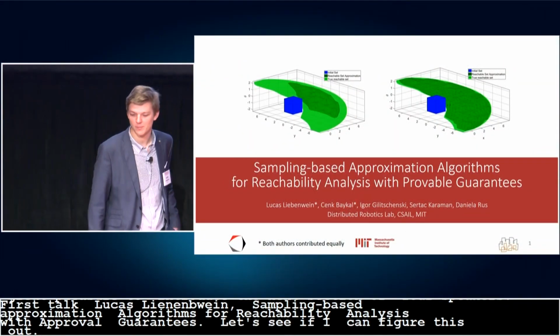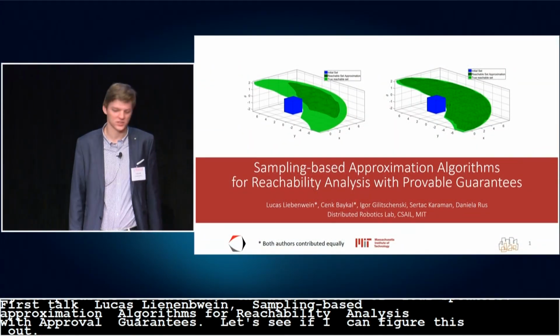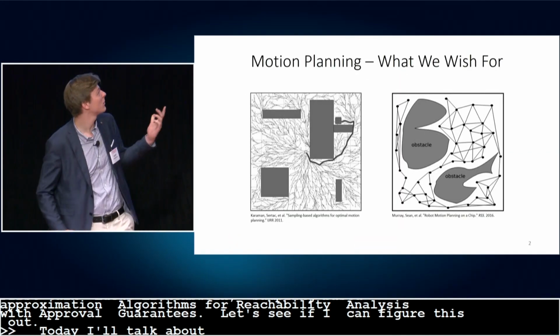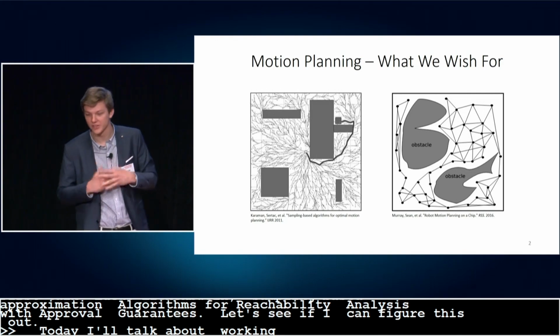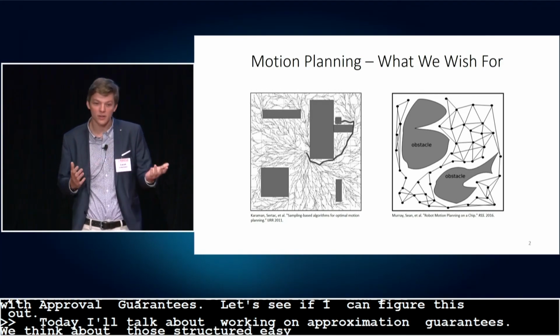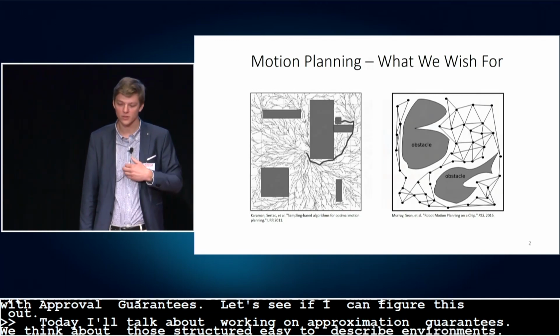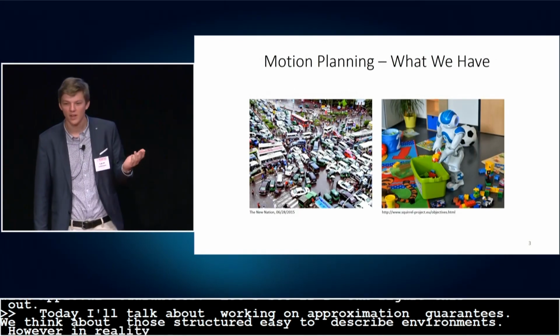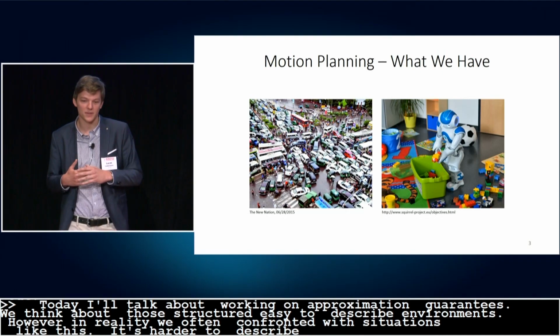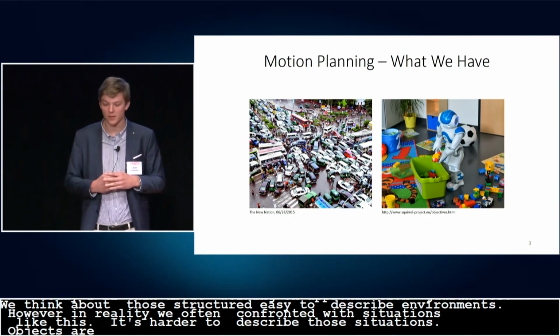My name is Lucas Lieberwin, and today I'll be talking about our work on approximate reachability analysis with provable guarantees. So when we think about motion planning, we often think about those very structured, easy to describe environments. However, in reality, we're often confronted with situations like this. So it's much harder to describe those situations. Objects are hard to describe, and there's very little structure in some of those environments.